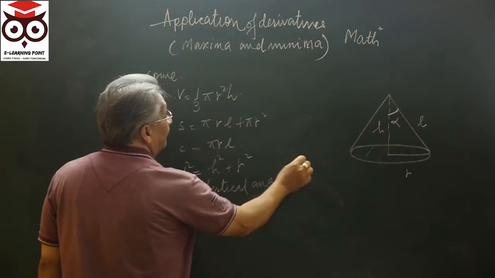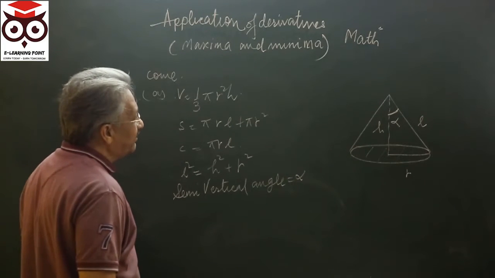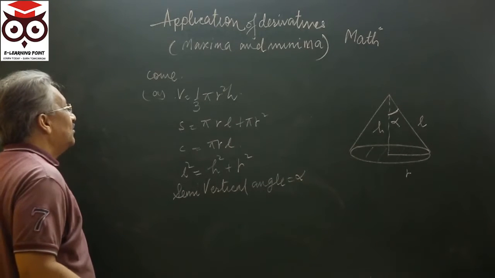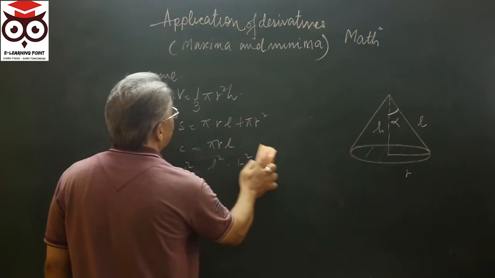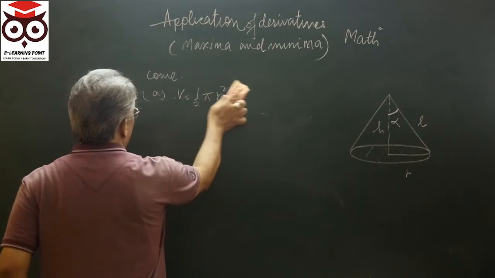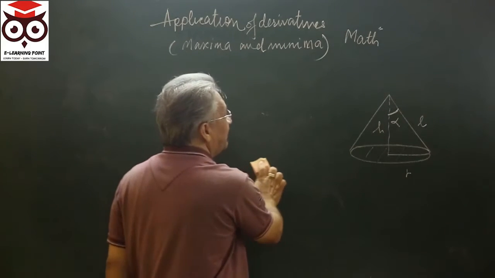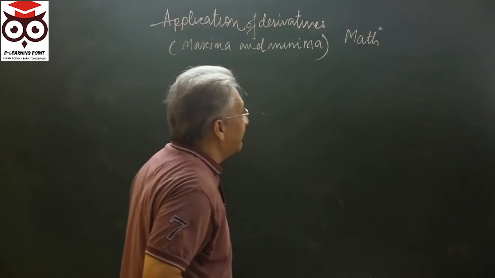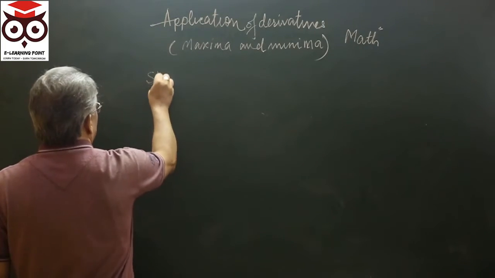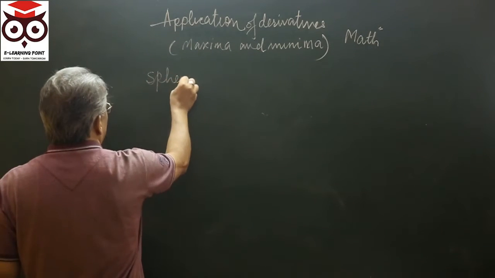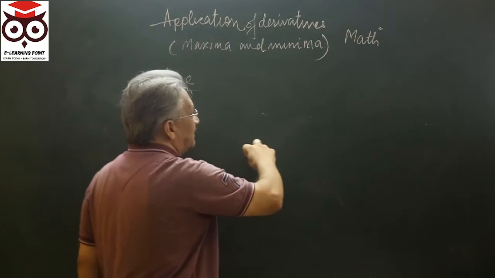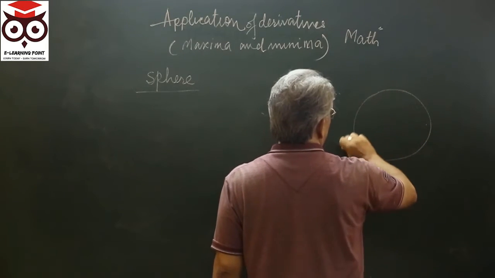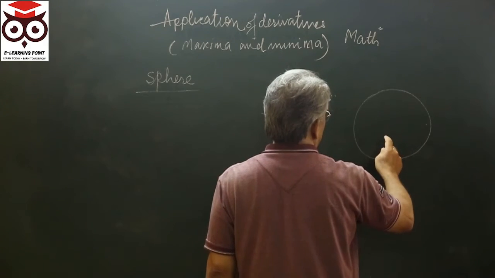This is अल्फ़ा. अल्फ़ा भी हो सकता है, थीटा भी होता है, लेकिन जनरली किताबों में अल्फ़ा लिखा होता है, तो मैंने भी अल्फ़ा ही यूज़ किया है. Another important figure in this chapter is also called sphere. I think all of you are familiar about this figure. This is sphere.